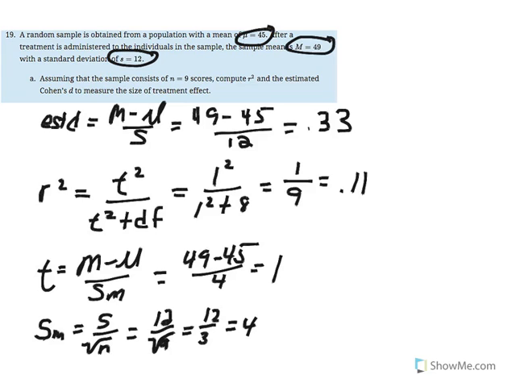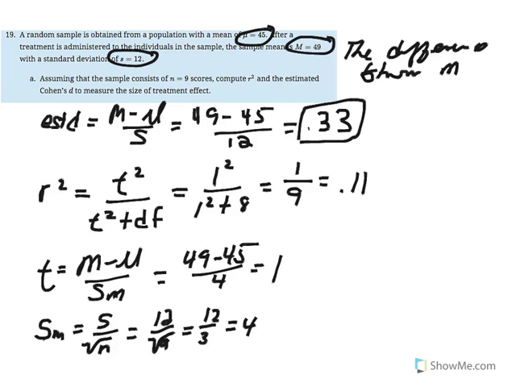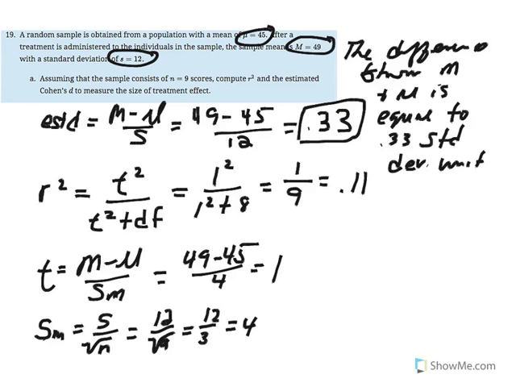And to interpret this, again, it's important not only to do the calculations accurately, but to be able to explain this. So here, what this statistic tells us is that the difference between M and mu is equal to 0.33 standard deviation units. Again, we've learned that it takes one standard deviation unit in a normal distribution to be distinguished as something other than common. So this would be considered a low effect.